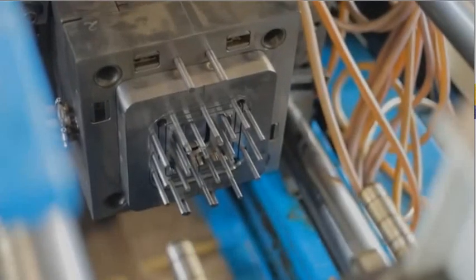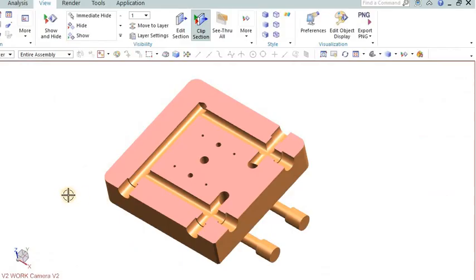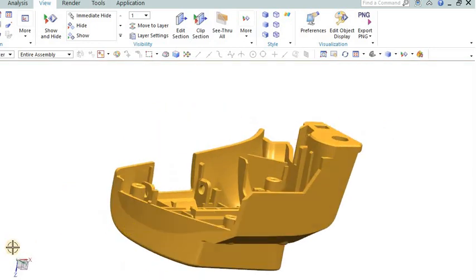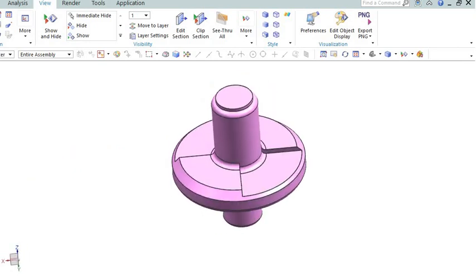A. Inadequate material selection. Choosing the wrong material for the mold can result in issues such as poor mold durability, chemical compatibility issues, or insufficient heat resistance. It's essential to select a material that can withstand the molding process conditions and provide the desired properties for the final parts. B. Neglecting material shrinkage. Different materials exhibit varying degrees of shrinkage during the cooling and solidification process. Ignoring material shrinkage properties can lead to dimensional inaccuracies, warping, or defects in molded parts.